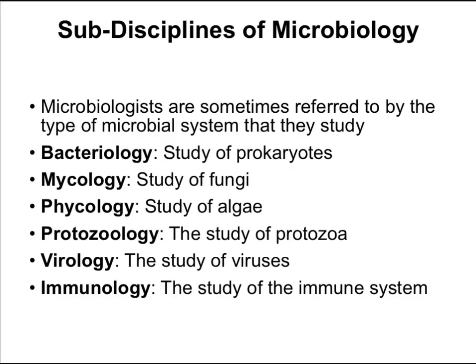Because there are so many different branches of microbiology, microbiologists are sometimes referred to by the type of microbial system that they study. They could be bacteriologists, people who study prokaryotes as opposed to eukaryotes, so the smaller single-celled organisms. Mycology is the study of fungi. A phycologist studies algae. A protozoologist studies protozoans, which are eukaryotic single-celled organisms. There are virologists that study viruses, and people that study the immune system are called immunologists.